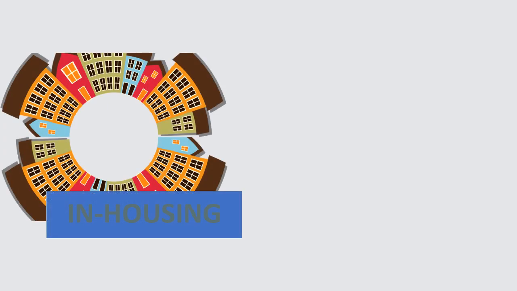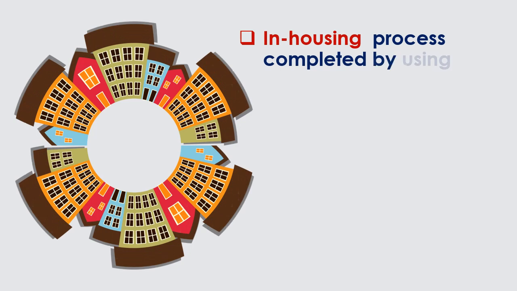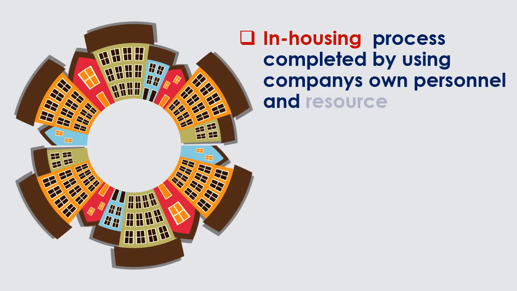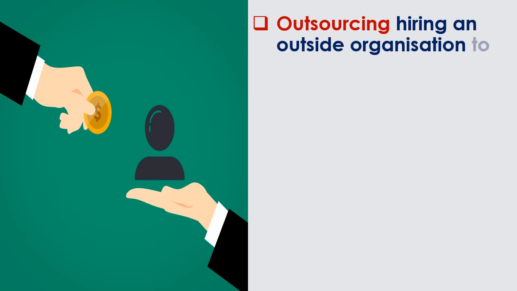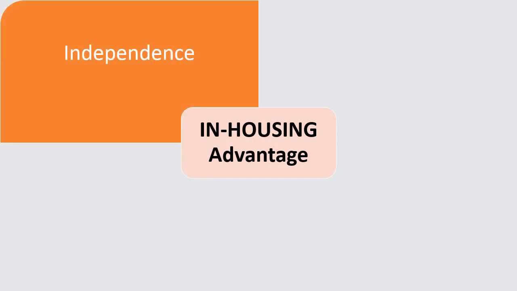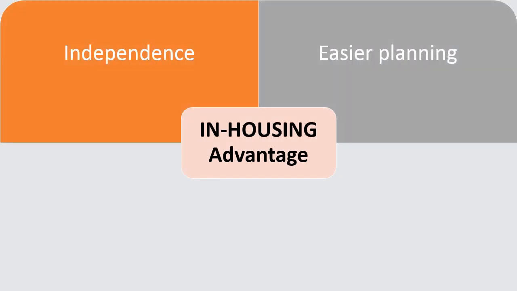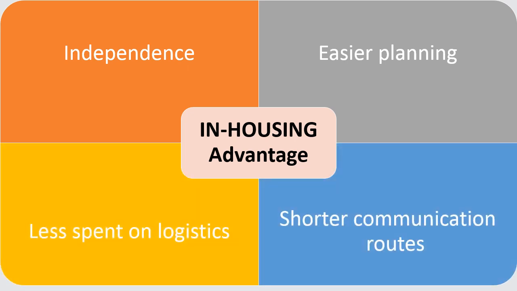In-housing and outsourcing. In-housing: process completed by using the company's own personnel and resources. Outsourcing: hiring an outside organization to provide the company with goods and services. In-housing advantages: independence, easier planning, less spent on logistics, shorter communication routes.